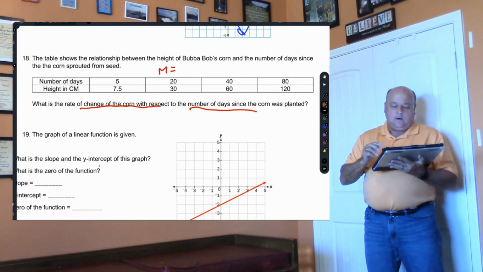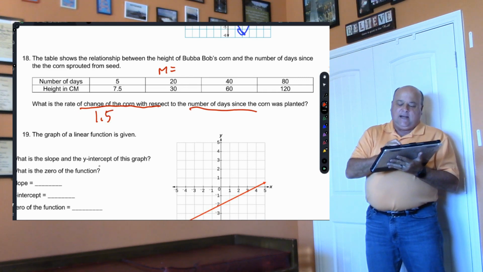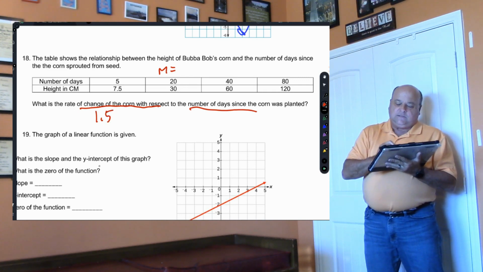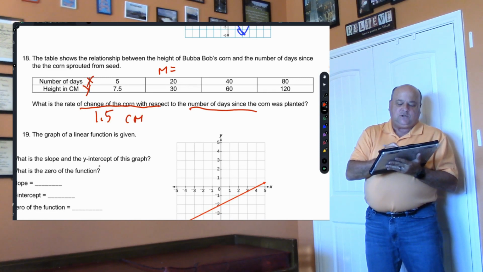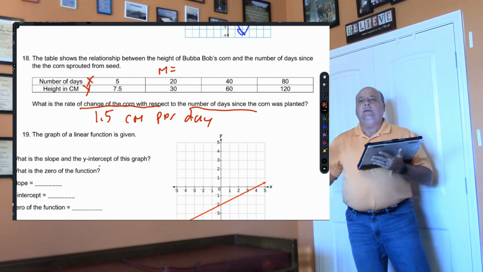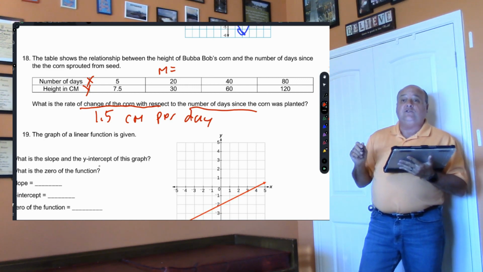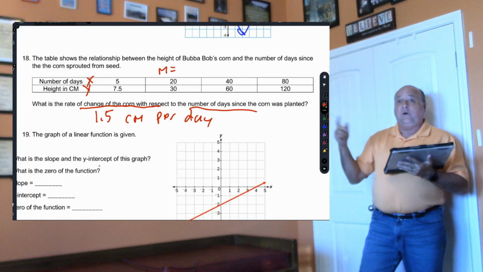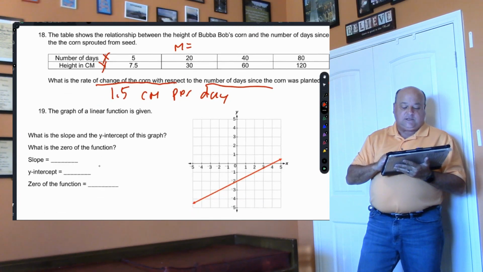So let's go to here. The rate of change is going to be 1.5, and this is going to be our Y, this is our X. It's going to be centimeters per day, right? That's how many centimeters it grows per day. We would keep that as a decimal because centimeters is based as a decimal. If it were a fraction, we would make it a fraction. Or if it were in inches, we'd make it a fraction.